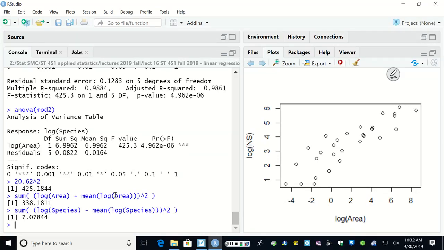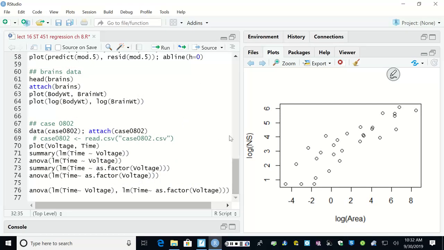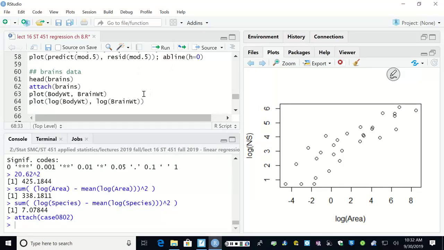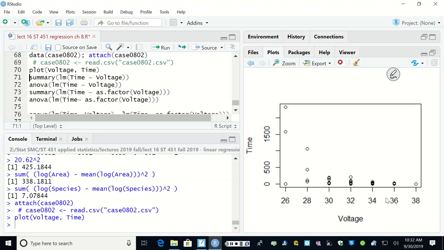There's one other thing that we're going to run out of time for today. The second case study that's in the book in this chapter is actually a designed experiment. It has different voltages, and then the time that a fluid maintains its conductivity. So at low voltages it lasts longer. As the voltage gets higher, it wears out faster. Whereas at very high voltages, it almost doesn't last at all.